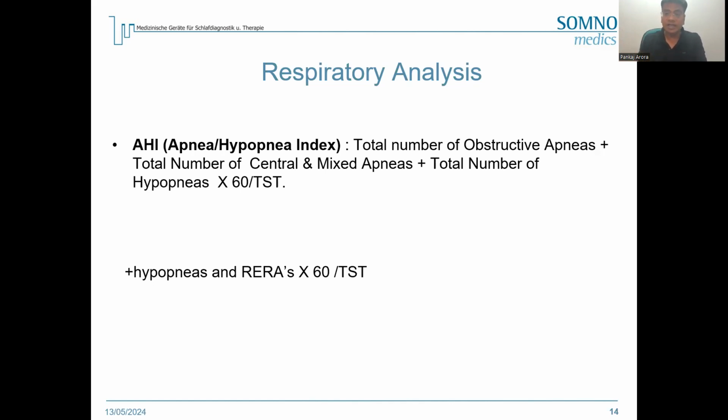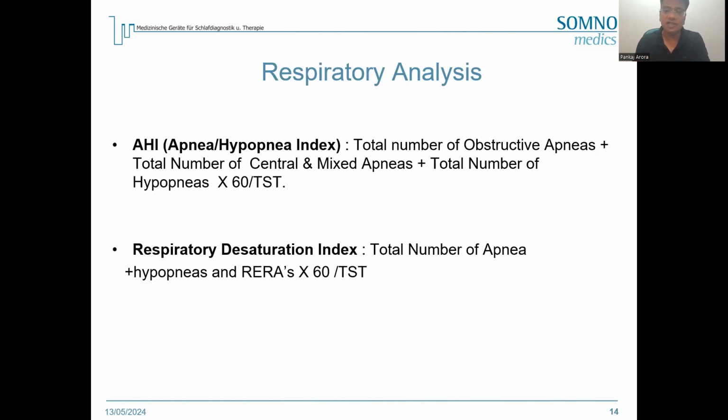But we are interested not only in AHI, but also in the respiratory disturbance index. So what is the respiratory disturbance index? It is the total number of apneas, which I told you, plus RERAs and flow limitations, multiplied by 60 and divided by total sleep time. It is called the respiratory disturbance index, and not respiratory desaturation index.